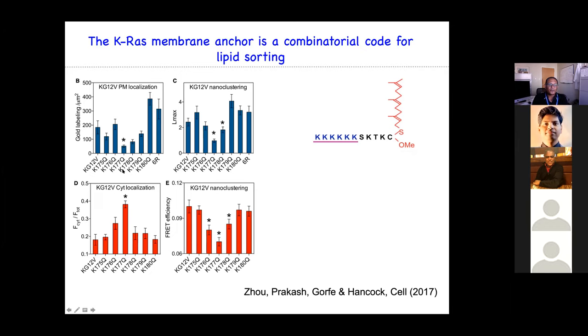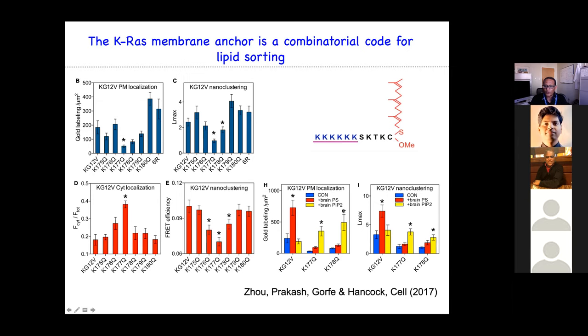K177Q, for example, that just single point mutation dislodged KRAS from the membrane. That mutation removed its ability to target the PM, and the nano clustering is similarly affected. And this is simply another measure to confirm the results at the top. This is the fraction of cytosolic KRAS with these mutations with respect to total KRAS, and the K177Q mutant is mostly cytosolic relative to the other mutations. And again, FRET efficiency is decreased, so simply confirming the data at the top. So the bottom line here is, again, these lysines are not really the same as far as their interactions or role in membrane binding is concerned.